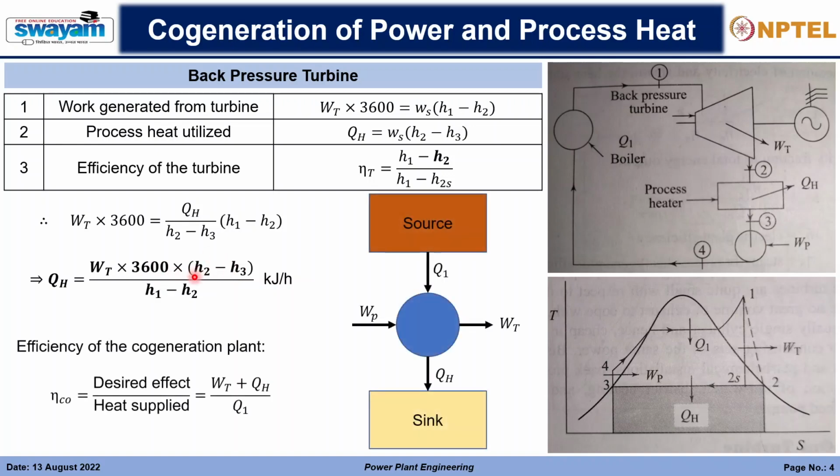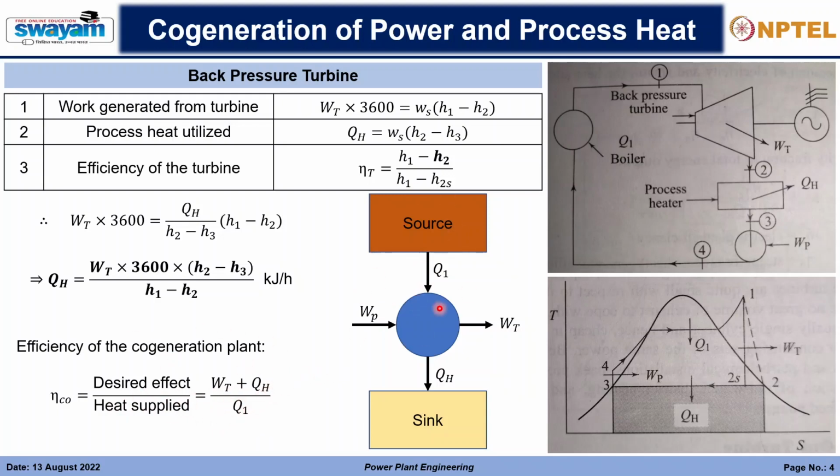Then I was talking about the desired effect. Using that, we will be relating the efficiency of the cogeneration plant. The efficiency of a cogeneration plant, like any other efficiency, is the desired effect divided by the heat supplied. The desired effect here, since we are utilizing this QH, which was not utilized in the normal Rankine cycles that we have studied. So here QH is being utilized as desired work. Also from the turbine we are getting some work WT. So these two are the desired work. That is why we have added WT plus QH and divided it by the heat supply, that is Q1. So this is the efficiency of a cogeneration plant.